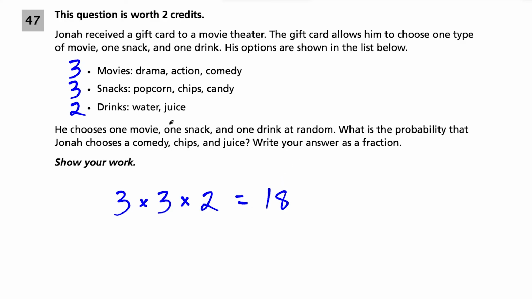So we look at the specific combination here that Jonah chooses a comedy, chips, and juice. What's the probability of that happening? That's just 1 out of the 18. Okay, so we could just say here, this tells us the probability is 1 out of 18.